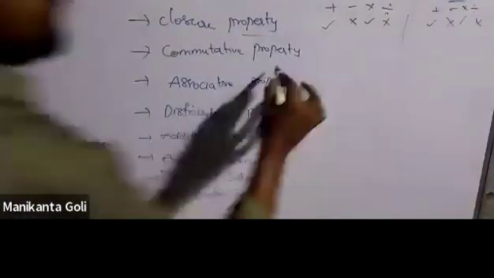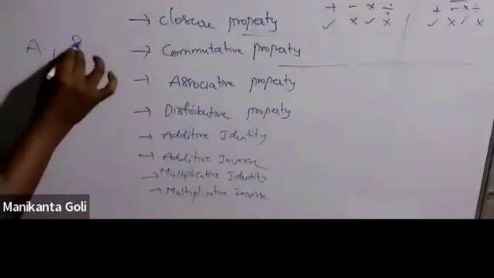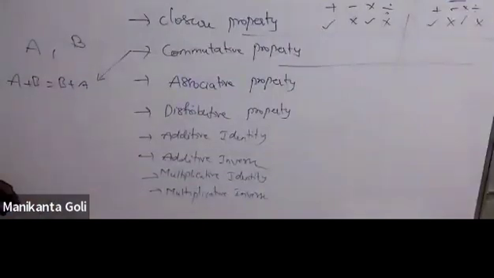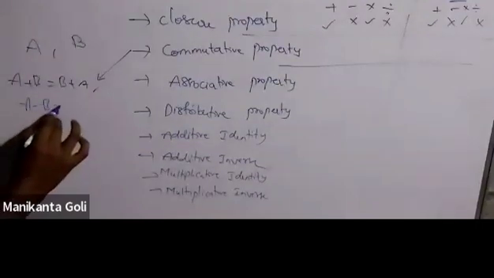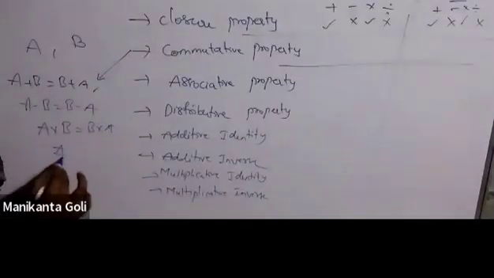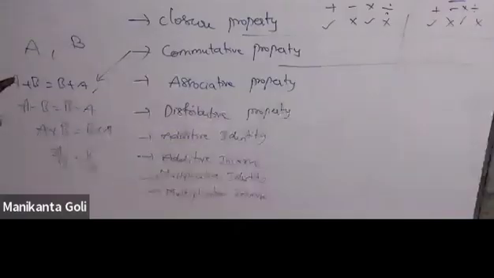Coming to commutative property. Commutative property means, let the two numbers be A and B. For addition, A plus B is equal to B plus A. For subtraction, A minus B is equal to B minus A. For multiplication, A into B is equal to B into A. For division, A divided by B is equal to B divided by A. This is the commutative property under addition, subtraction, multiplication, and division.